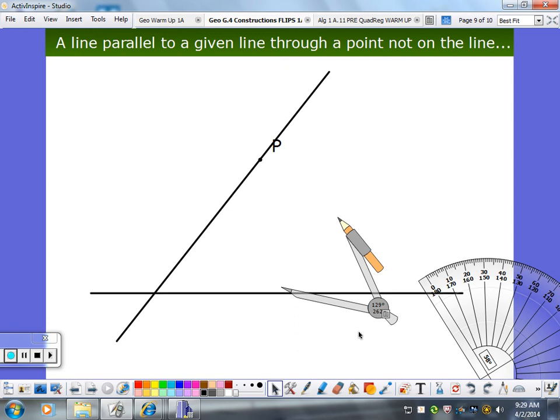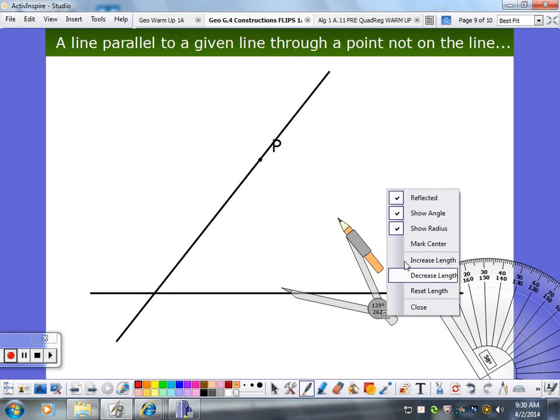Above that P. So here's what we're going to do. We know how to copy an angle. We just practiced that.